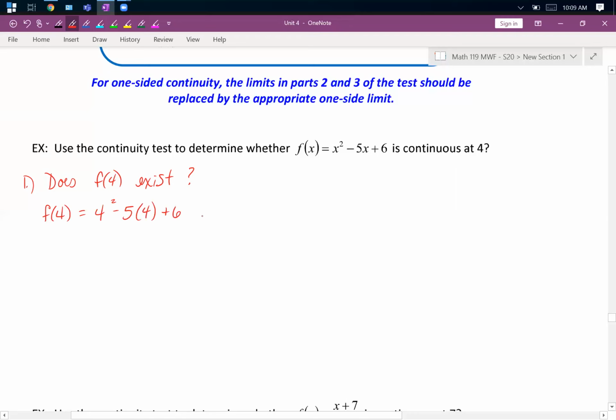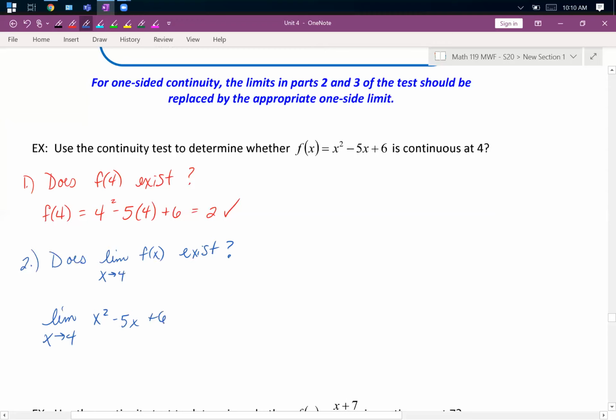So it's 16 minus 20 plus 6. We get 2. So we didn't get something undefined, so that means f of 4 exists. Second, we need to determine if the limit as x approaches 4 of f of x exists. So this is the limit as x approaches 4 of x squared minus 5x plus 6.